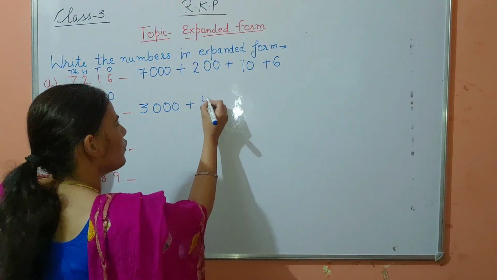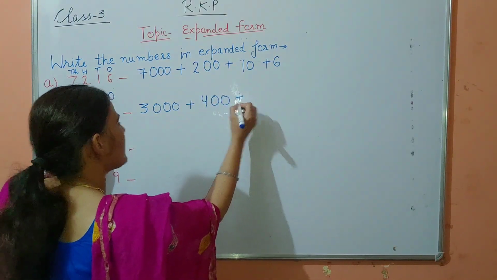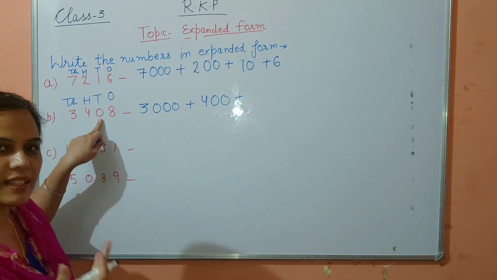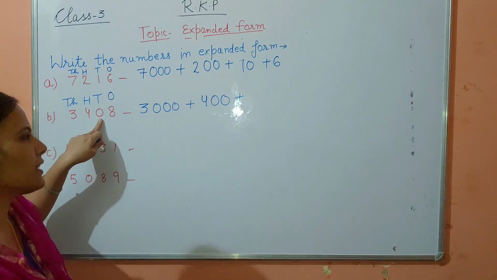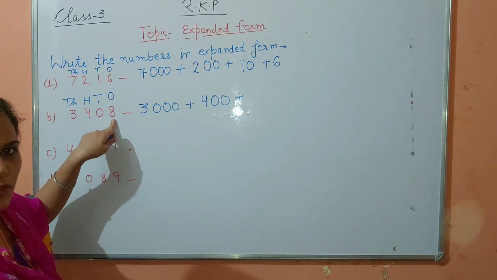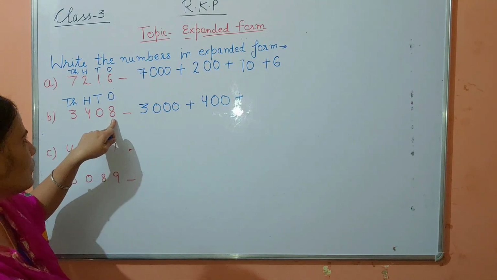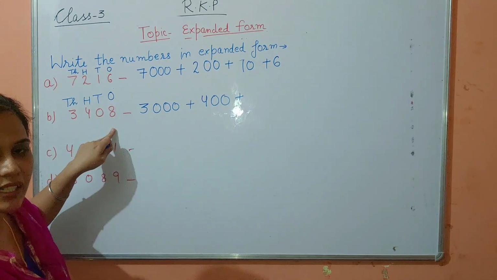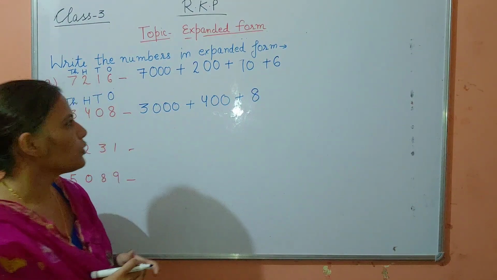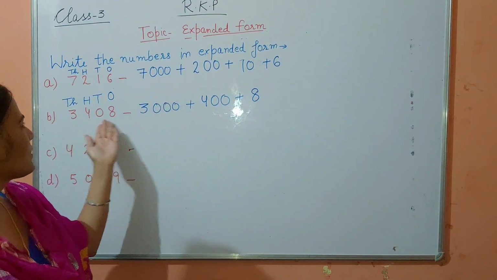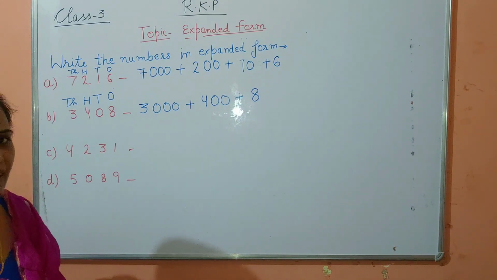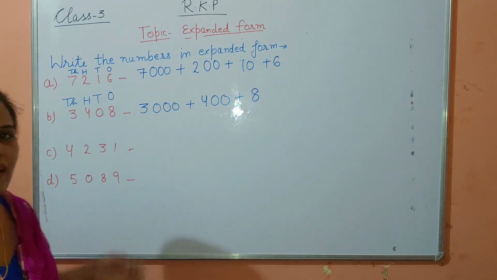Now come to the 100 place: 400. 400 plus 0. If 0 is here, when you multiply 0 with any number, 0 will come, so there is no need to write 0 here. Now come to the ones place. 8 ones means 8 multiplied by 1, which is 8. So you can directly do this in expanded form. Okay. Hope students you understand it. So do these questions by yourself.